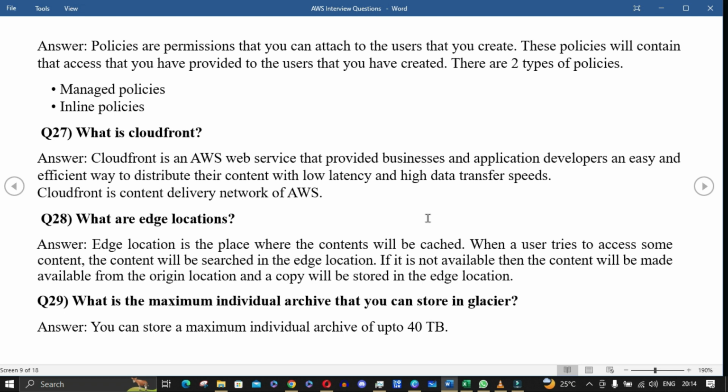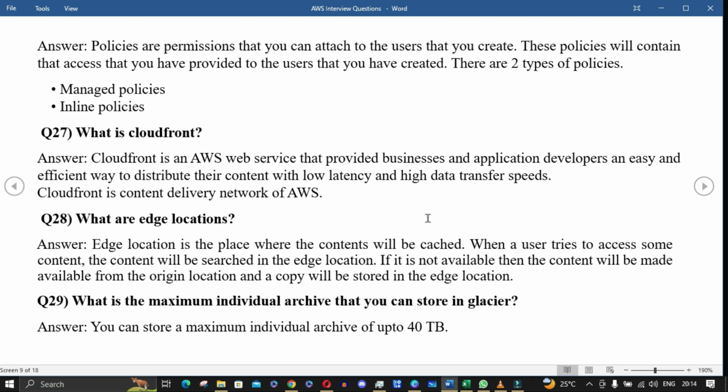Question number 27. What is CloudFront? Answer. CloudFront is an AWS web service that provides business and application developers an easy and efficient way to distribute their content with low latency and high data transfer speed. CloudFront is a content delivery network for AWS.